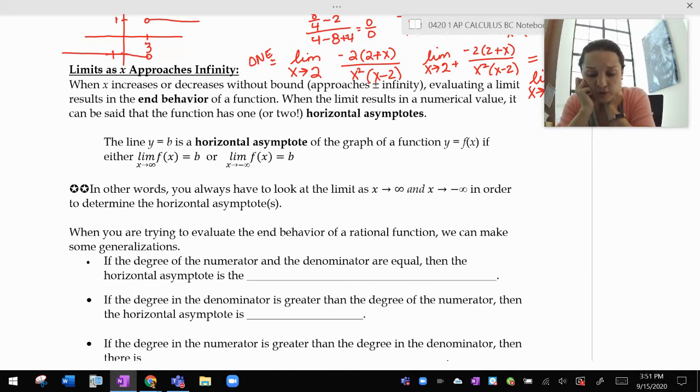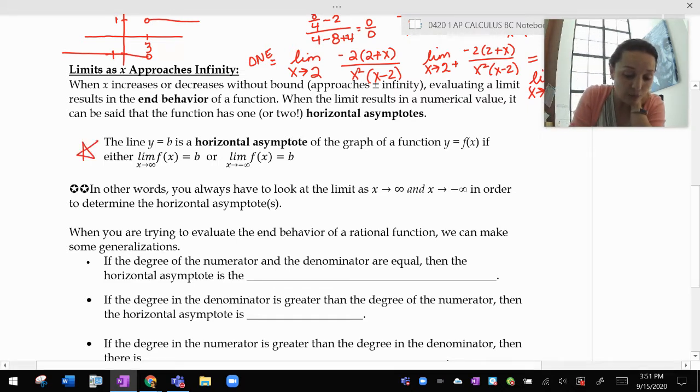When the limit results in a numerical value like 4 or 2 or 0, it can be said that the function has one or possibly two horizontal asymptotes. The line y equals b is a horizontal asymptote of the graph of the function y equals f of x if either the limit as x approaches infinity goes to b or the limit as x approaches negative infinity goes to b. You gotta check both.